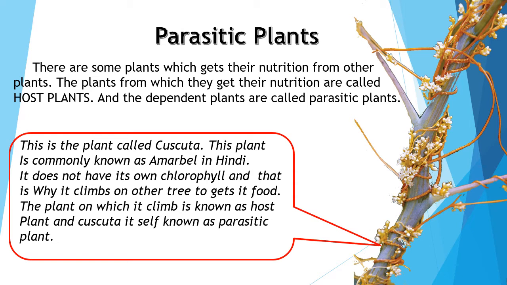Every plant of this type, that is, which is parasitic in nature, depends on its host plant for its food and for its shelter. Like plants, some animals are also parasitic in nature, that is, they live on other animals or other plants to obtain their nutrition as well as their food and shelter.